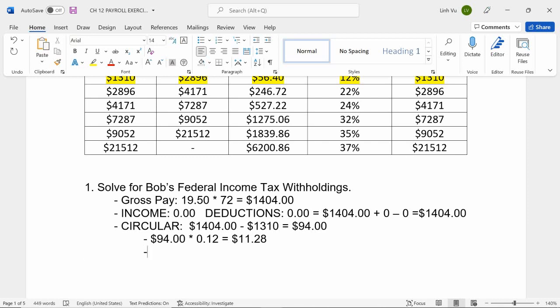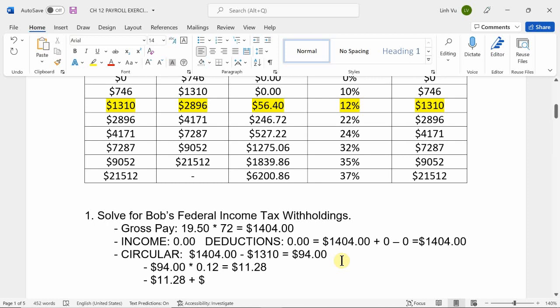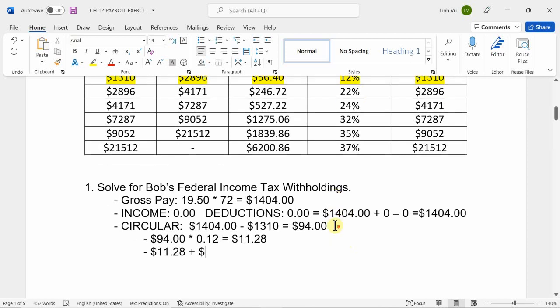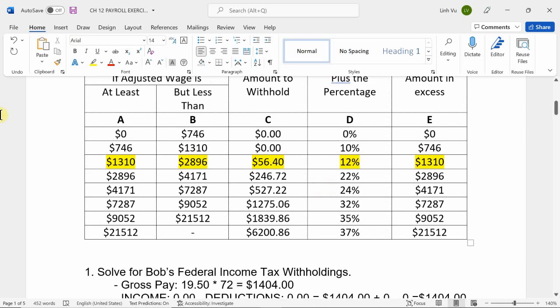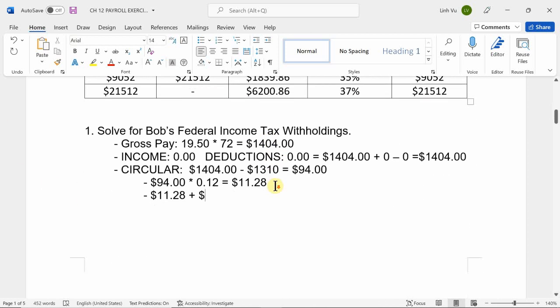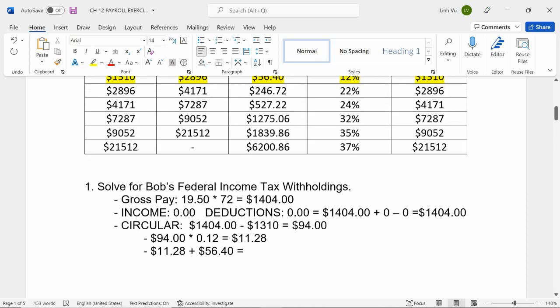But there's one more thing. What about the money that they're going to take away regardless? They're already going to take this amount away. That's just extra, they're going to take more. So in this case, the government is going to automatically take out $56.40. This $11.28 is extra money that they're going to take away on top of the $56.40.